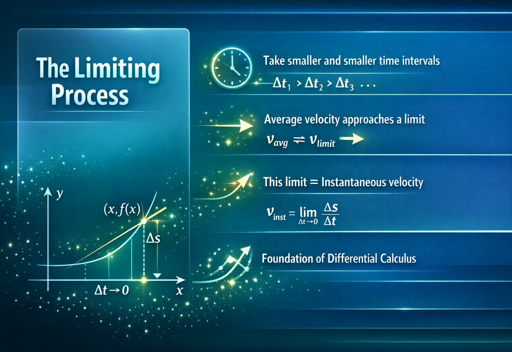We take smaller and smaller intervals around the point of interest. The average rate of change approaches a definite value, the limit. This limit gives us the instantaneous rate of change, or derivative. This idea revolutionized mathematics and physics.